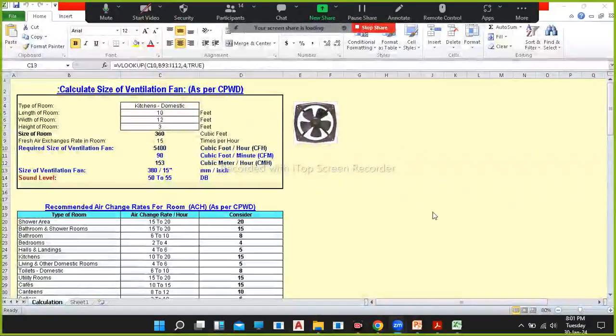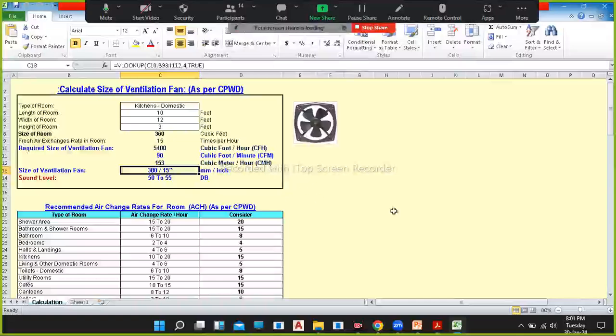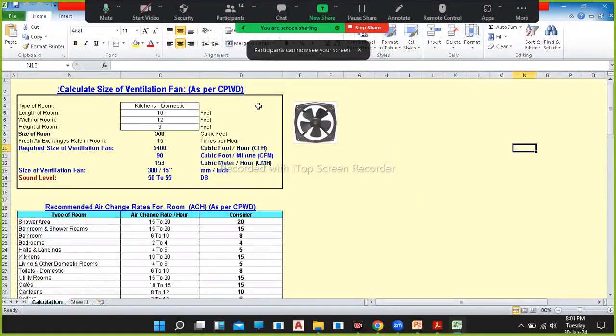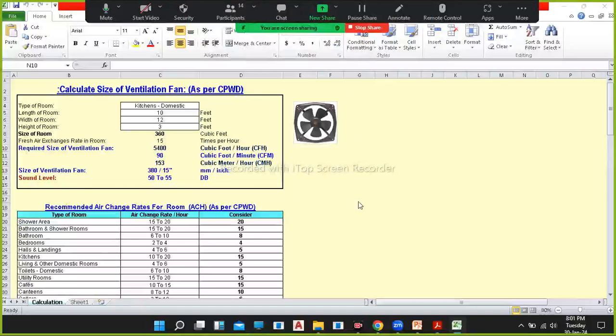Okay. Now, when you see this, actually, this is a table. Generally, exhaust fan calculations are done by the HVAC engineers. But if you want to calculate, even for the toilets and all, we can calculate from this one. As per the CPWD, that is the Central Public Works Department, the standard is given.